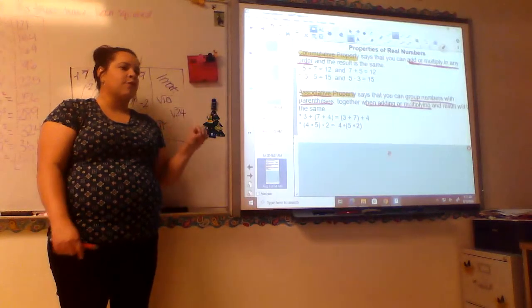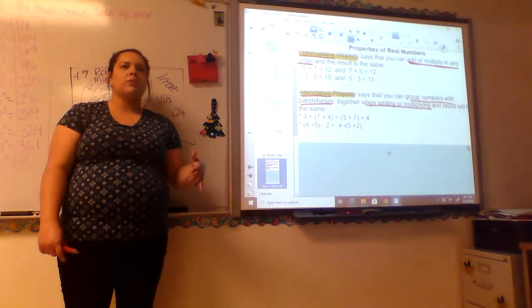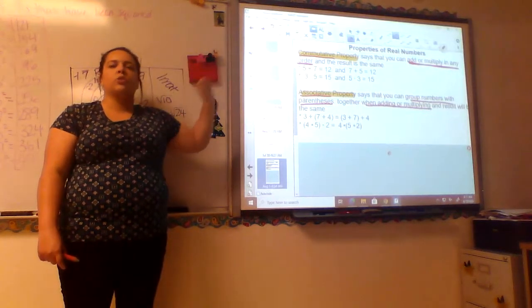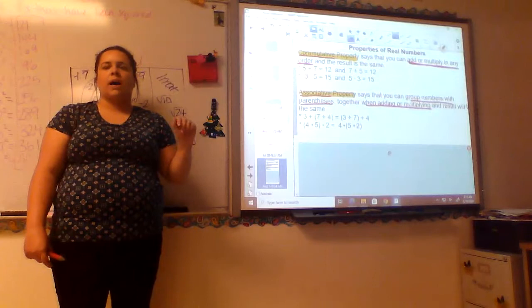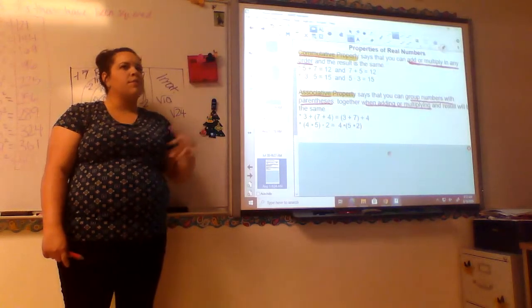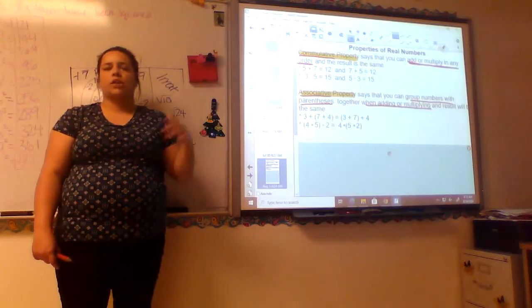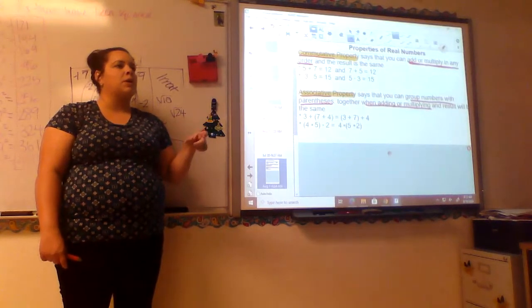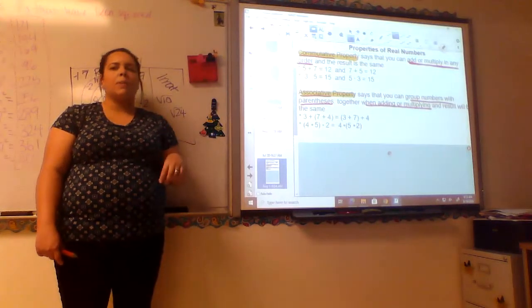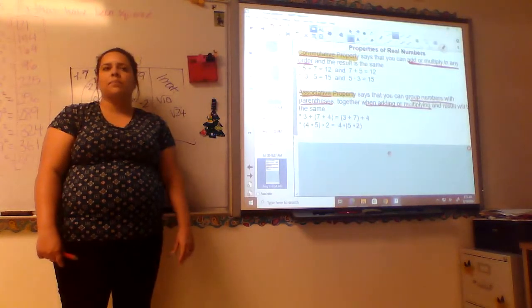That is the difference between commutative and associative. Commutative, they just have 2 numbers that are being added or multiplied, and they just switch them. With associative, there's going to be more than 2 numbers, like 3 or 4 numbers, and some of them are going to be grouped with parentheses. But you could still add or multiply in any order, and that answer will be the same.